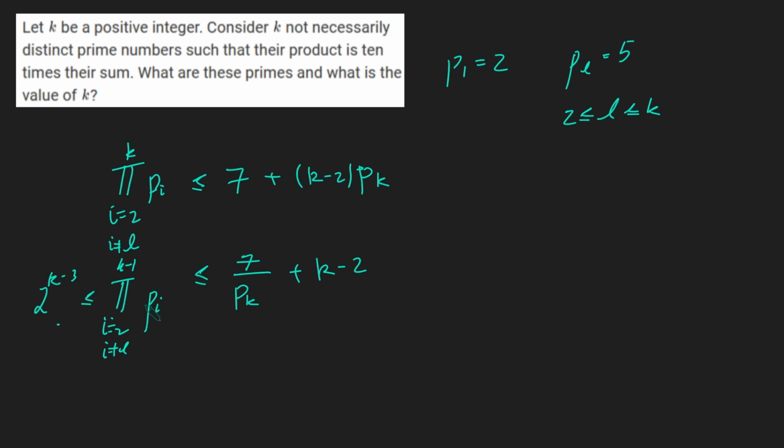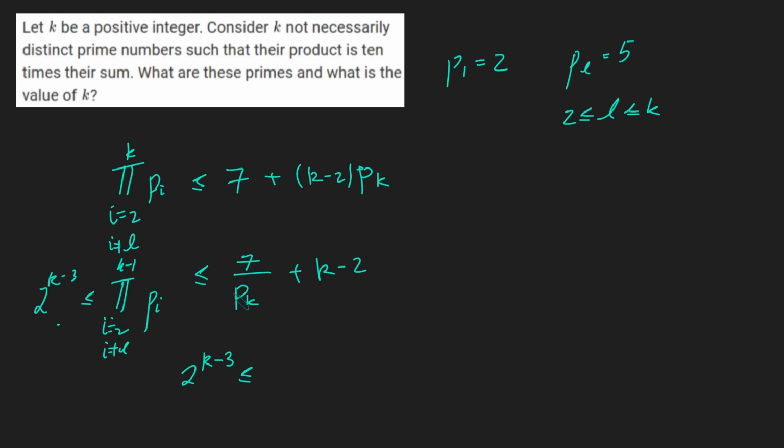However, it is definitely worth being careful when you have things not in your product here. But that only would mean that we could actually make this a stronger lower bound. But we'll keep it as 2 to the k minus 3, and we can say that that is less than 7 over pk plus k minus 2.